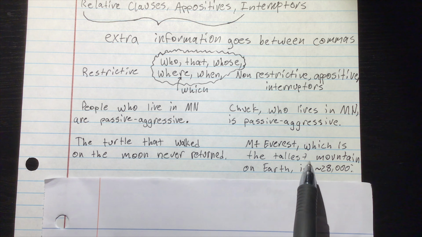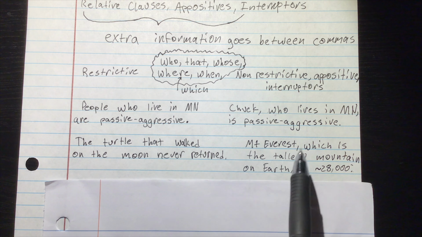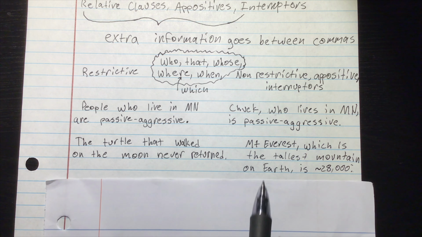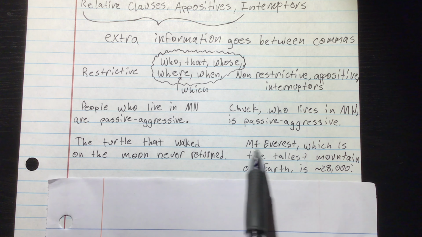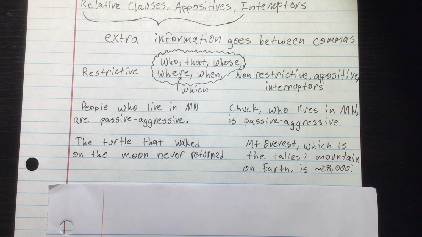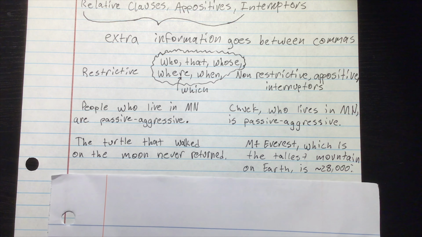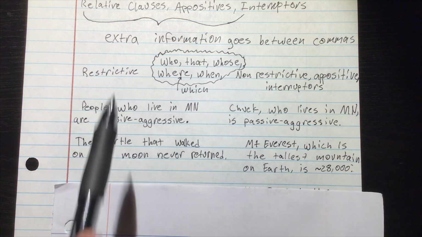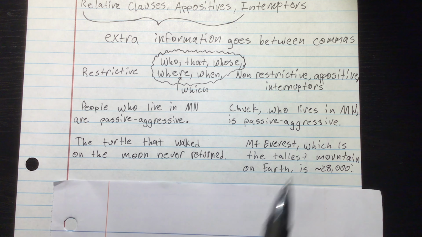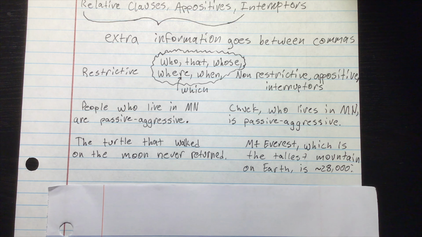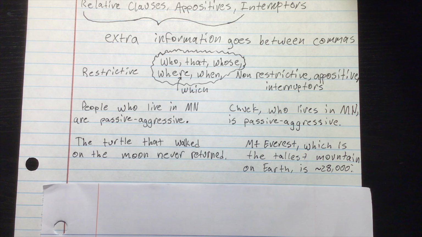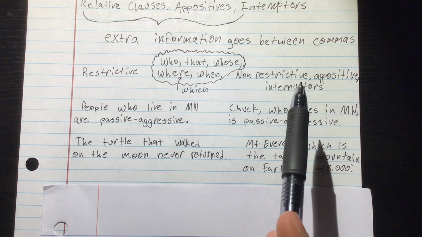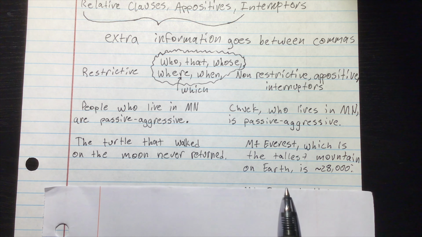Over here with the which, we can take out this part between the commas and it will retain the same meaning. So if our sentence is saying "Mount Everest is around 28,000 feet," that's the same thing as "Mount Everest, which is the tallest mountain on Earth, is 28,000 feet." That's just extra information, so we have to section it off with commas. And if we were to remove what was between the commas, we just saw that the sentence would have the same meaning that it did before. So hopefully that's clear. Moving on to appositives and interrupters, these are also sectioned off with commas.